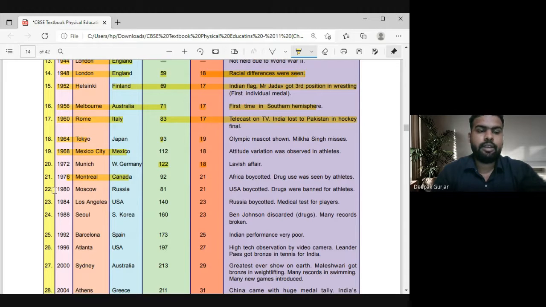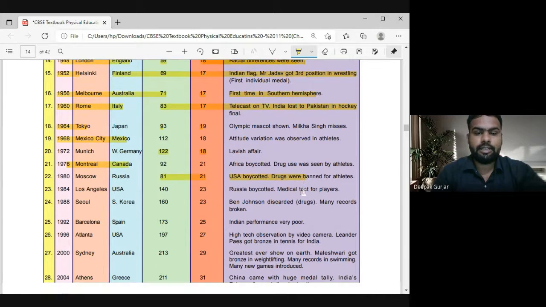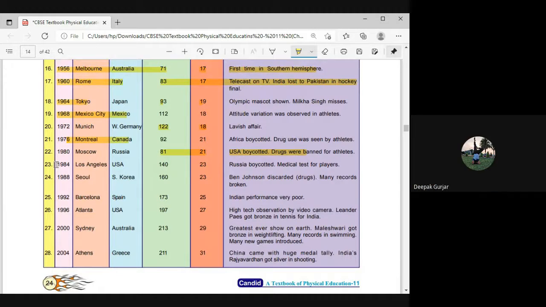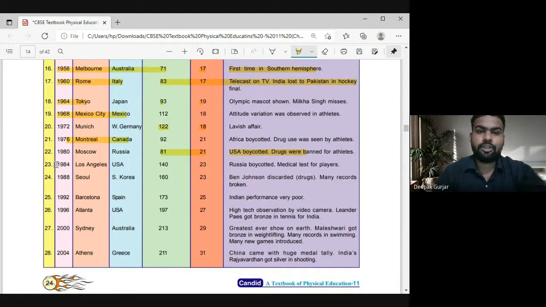In 1980, that is Moscow, Russia, 81 countries participated and there were 21 activities. USA boycotted, and drugs were banned for the athletes. Drugs are not to be used because they enhance the power of a person, but definitely lead to a lot of problems, that is hormonal variations, reactions, and this is not a fair means to win.